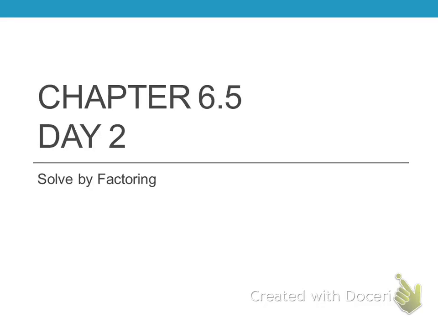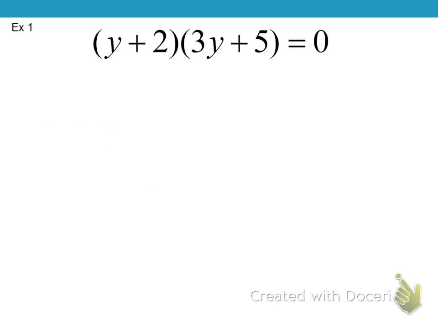Okay, so today we're doing the second day of chapter 6.5. This is all solving by factoring. Good news, you've already done this. We did it sort of as a mini lesson, like a side lesson when we learned excluded values. So we called it the zero product rule. Do you remember what the zero product rule says?